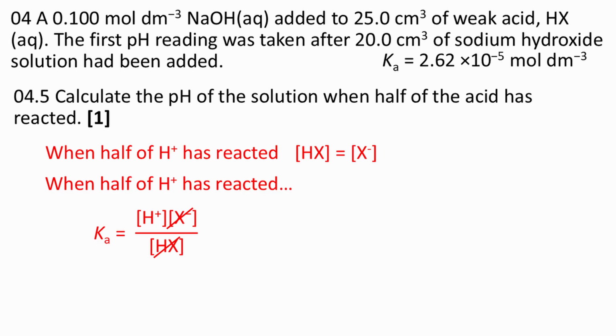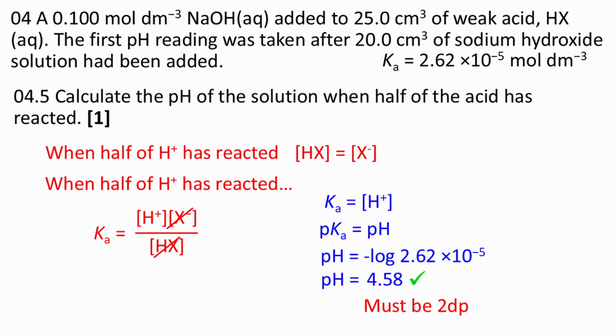If we now look at the Ka expression, we can see that the concentration of X minus in the numerator is the same as the concentration of HX in the denominator, and these values cancel, so Ka is equal to the concentration of H plus. The p function simply means minus log to the base 10, so pH is minus log to the base 10 of H plus concentration, pKa is minus log to the base 10 of the Ka value. At the half equivalence point, pKa is equal to pH, therefore pH is equal to minus log to the base 10 of 2.62 times 10 to the minus 5, the Ka value. This works out to be 4.58.